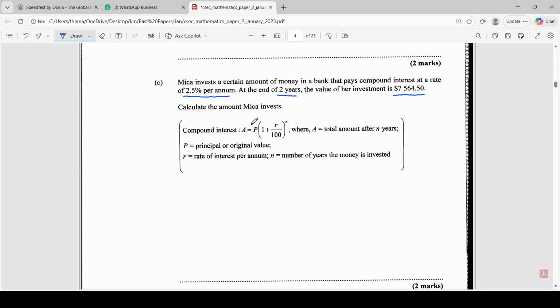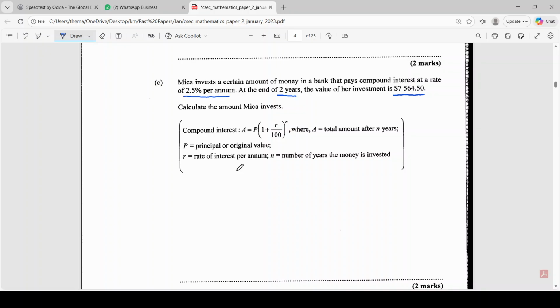Compound interest, right? So we have a compound interest formula here. They give us what everything is. A is the total amount after n years, so this is how much it's going to be in the future. P is the principal or your original value. This is how much at the beginning. 1 plus R over 100. R is your rate of interest per annum. And N is your number of years.